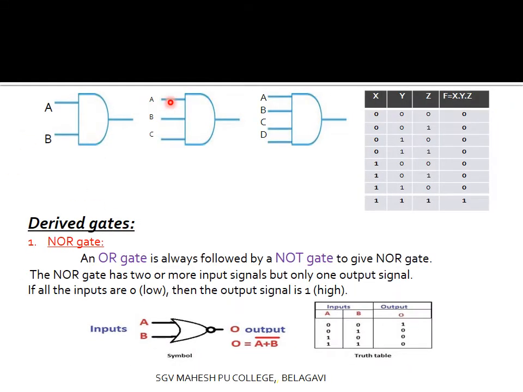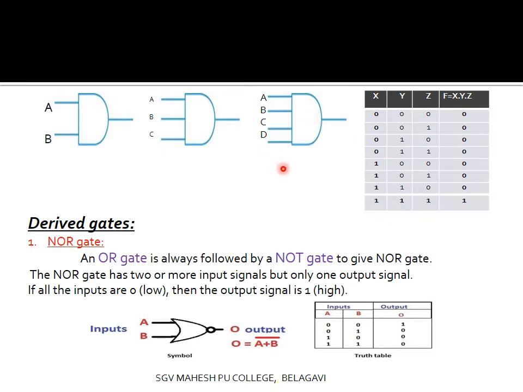Represent a symbol for three inputs. The symbol is like this. If we go for four variables, the symbol would be like this. The same logic applies if we use a truth table for three variables, where we again multiply all the values. The output would be high when all the inputs are high.